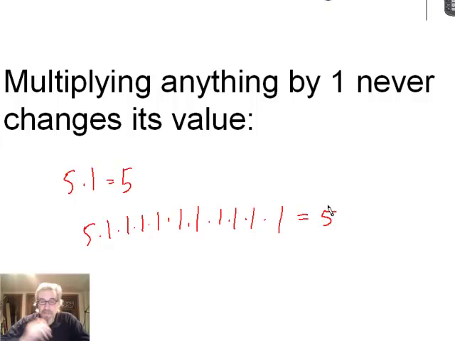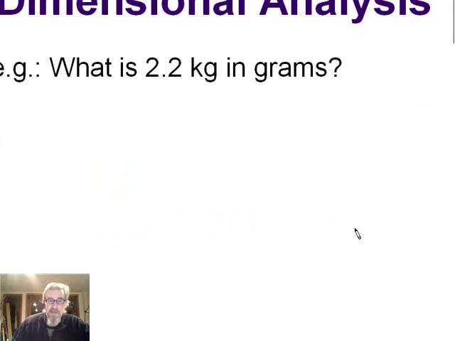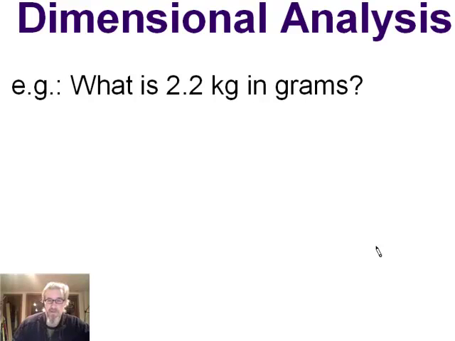Now, if you creatively select values of 1 to multiply by, you will always keep the same value, but you may change the unit. And that's where this becomes really handy. For example, going back to that last problem, what is 2.2 kilograms in grams? I can set this up this way.